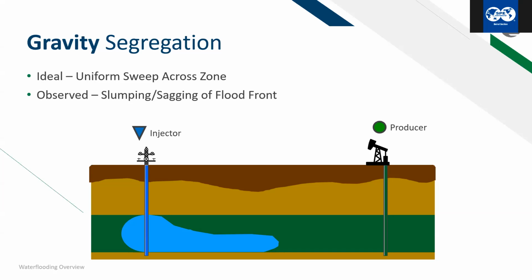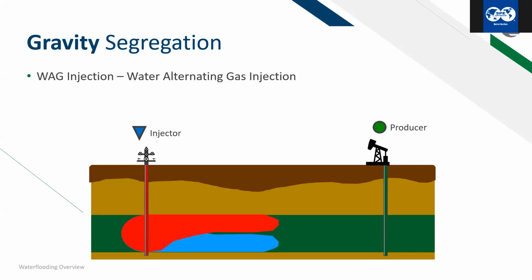One way in which you can get around this to create something that's closer to a uniform front is through wagging, so alternating water and gas injection. Gas is going to be lighter than oil, and so it's going to tend to propagate at the top of your zone. By alternating your water and your gas injection, what you end up doing is creating a semi-uniform flood front across your zones.